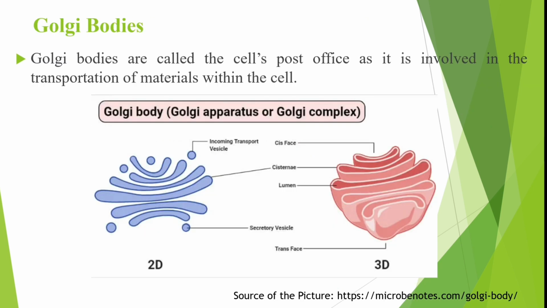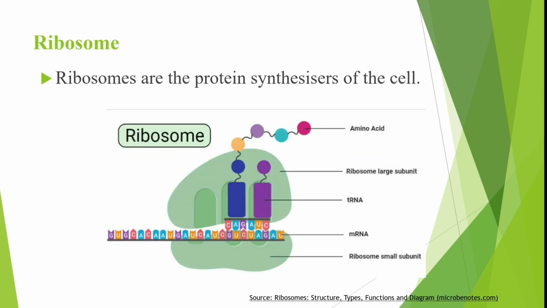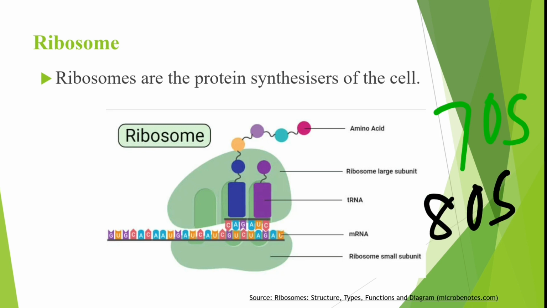Then Golgi bodies, these are the post office of the cell and are involved in the transportation of material within the cell, so they are called the post office of the cell. Then ribosomes are called the protein factory of the cell because they are involved in the synthesis of proteins. It has two subunits, one larger subunit, one smaller subunit. Prokaryotic cells have 70S type of ribosome and eukaryotic cells have 80S type of ribosomes.